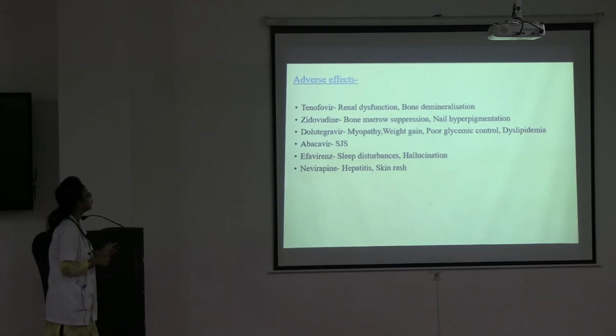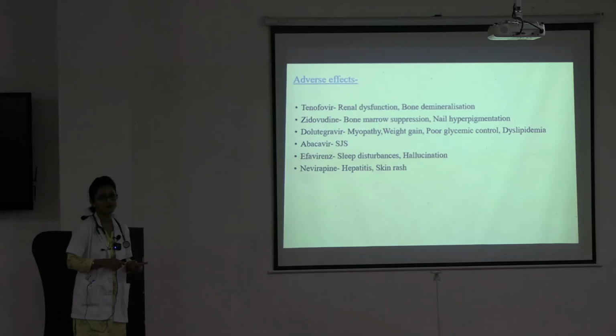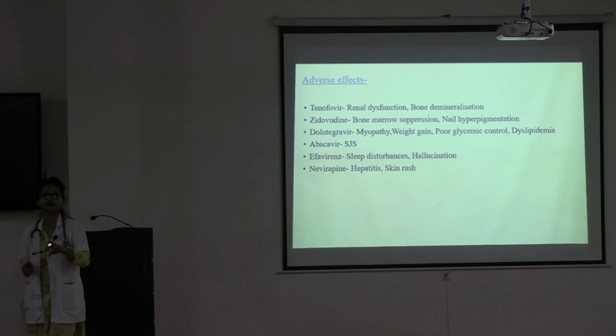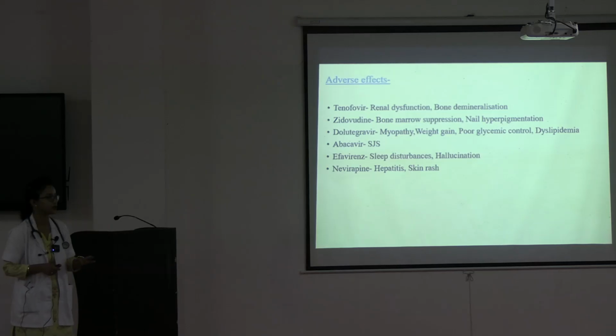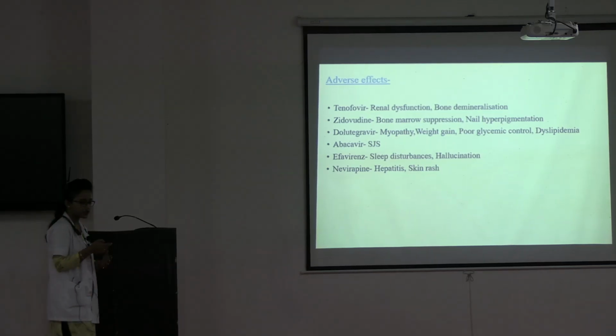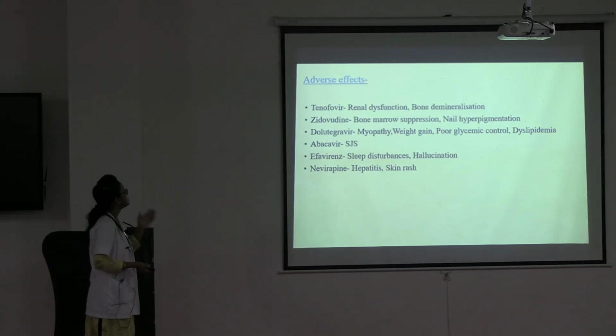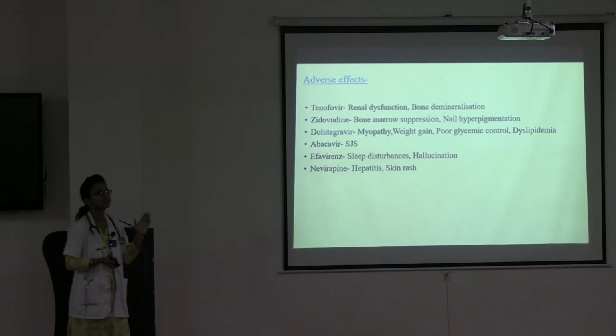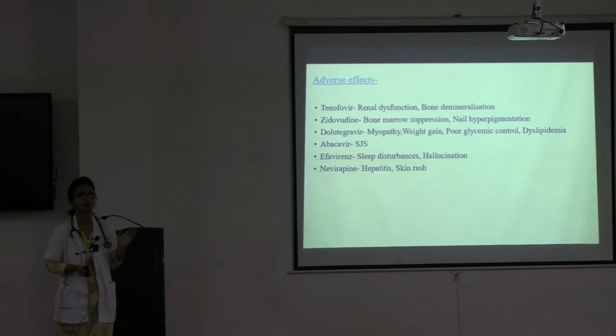Tenofovir can cause renal dysfunction, whereas among the tenofovir, TDF, that is the tenofovir disoproxil fumarate, causes more renal dysfunction, whereas the tenofovir alafenamide causes less renal dysfunction. Then bone demineralization is also caused by tenofovir. Zidovudine causes bone marrow suppression and nail hyperpigmentation.